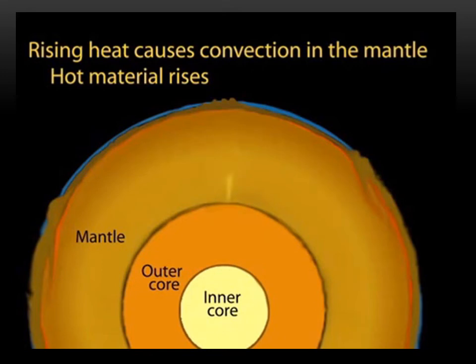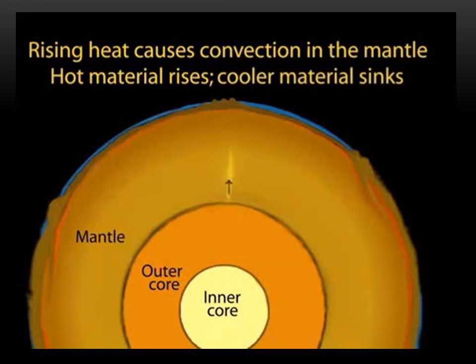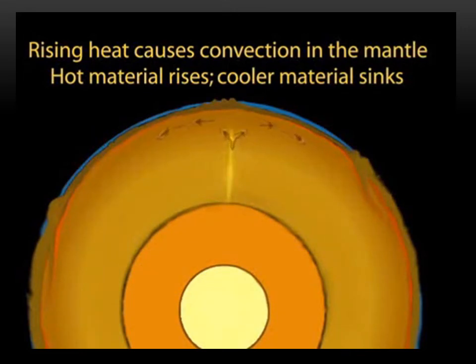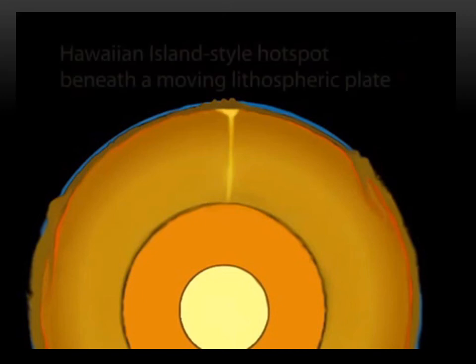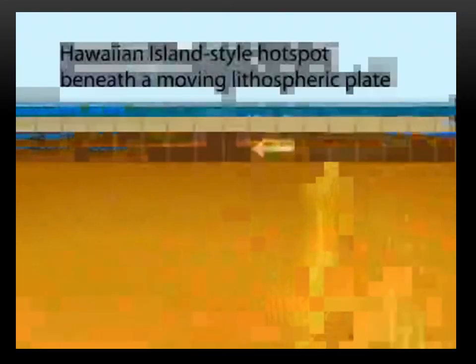The thermal plume allows solid, yet mobile mantle to rise very slowly and convect outward. Convection is the process by which heated material rises and cooler material sinks. Although magma may be generated as deep as 1,500 kilometers, individual blobs do not traverse the entire mantle. Let's zoom in to look at the onset of hotspot volcanism beneath a moving plate.